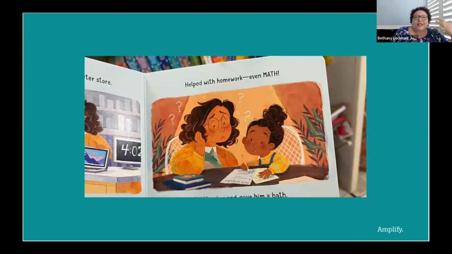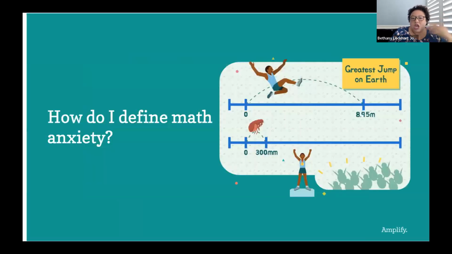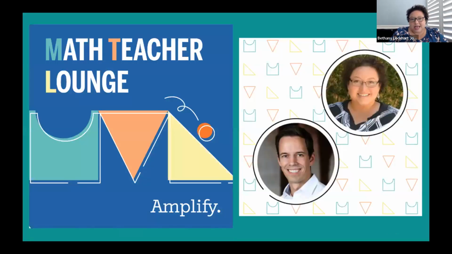And so I feel like oftentimes math is kind of like the easy joke, and I see this all the time, right? That math is the thing that provokes real, palpable anxiety. So I want to talk a little bit about how we define math anxiety.